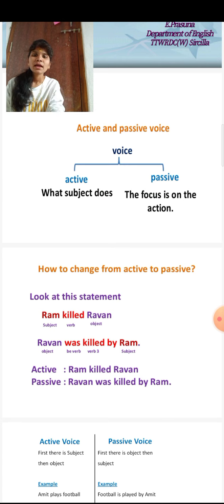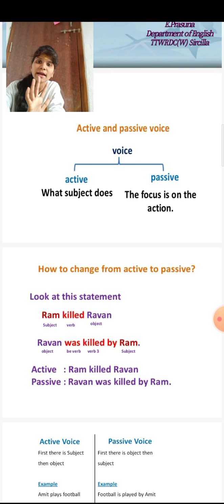Here I will show how to form passive voice, that is, how to change from active to passive voice. Look at this statement now. Ram killed Ravan. Here subject, verb, and object are there. Ravan was killed by Rama. When the sentence is in active voice, it has subject plus verb plus object. And when we convert the sentence from active voice into passive voice, it becomes, Ravan was killed by Rama.